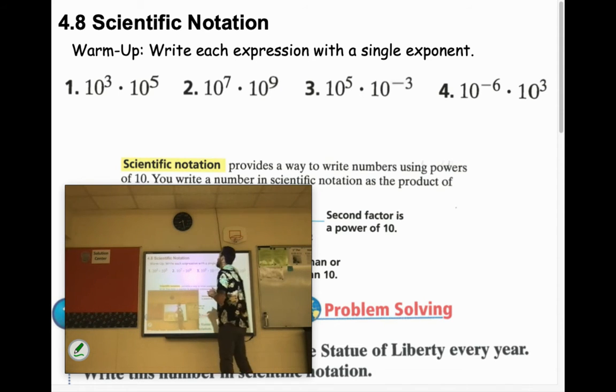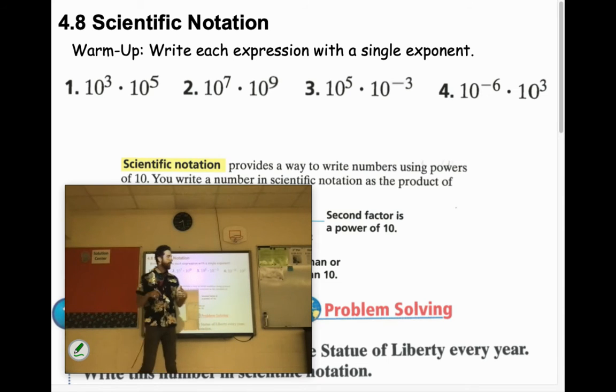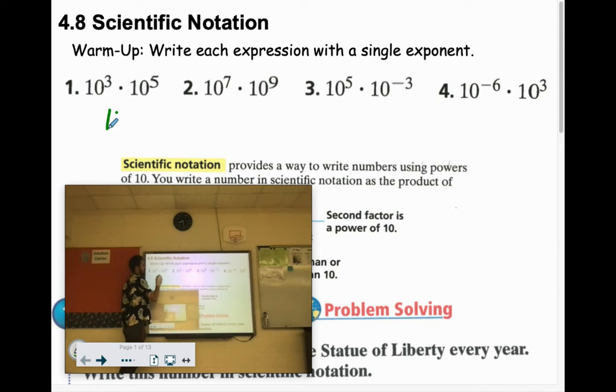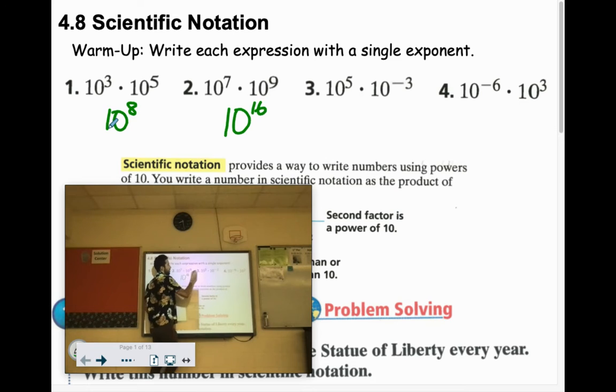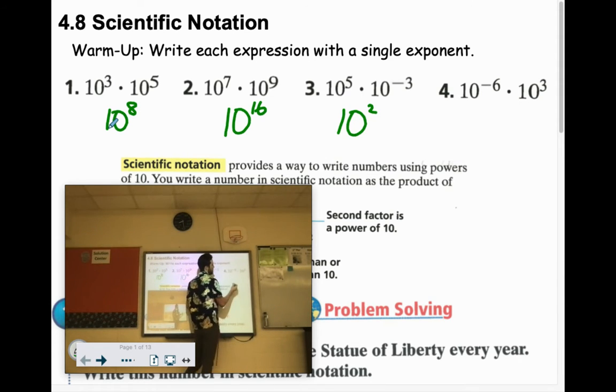Ooh. So write each expression with a single exponent. These are being multiplied right now. So when you multiply with the same base, you keep the base and you add the exponents. 3 plus 5 is 8. 7 plus 9 is 16. 5 plus negative 3 is 2. Negative 6 plus 3 is negative 3.